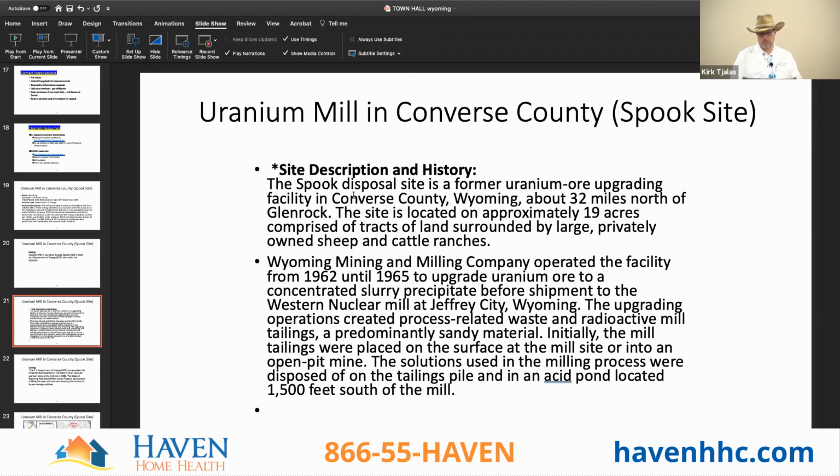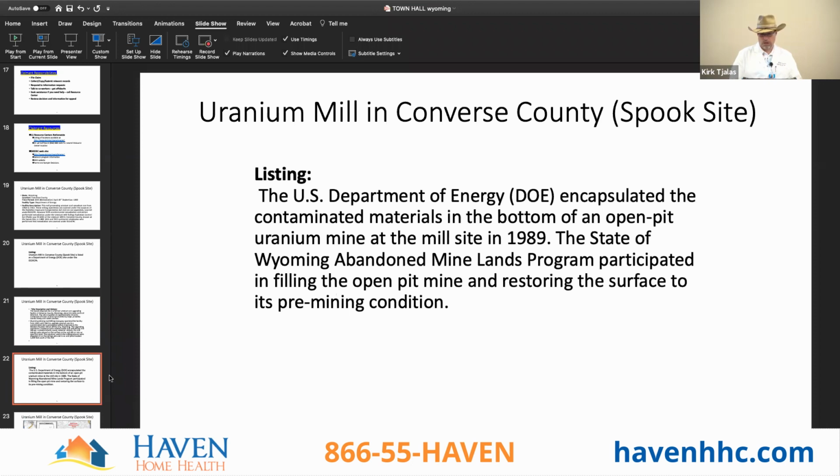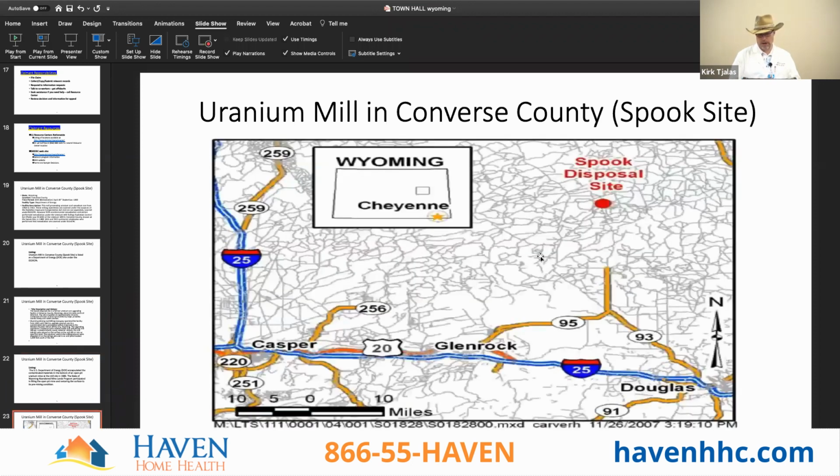So the Spook Disposal Site is a former uranium ore upgrading facility in Converse County, Wyoming. We have this information we're happy to send you. It's listed as a mill site. In relation to Cheyenne, Wyoming, this is the disposal site where they disposed of the ore waste, and you can see where Cheyenne is.